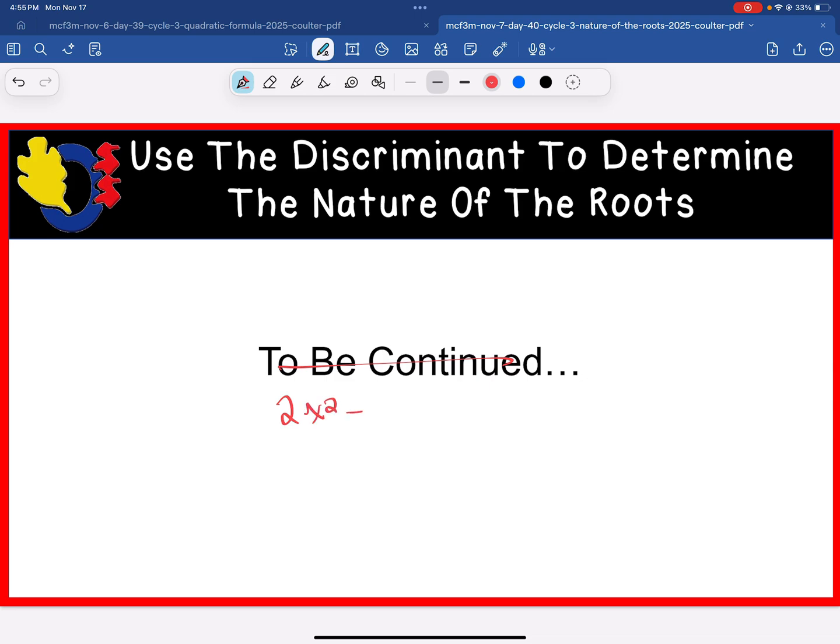2x squared minus x minus 6. Okay, so a, b, and c. So b squared minus 4ac. So negative 1 squared minus 4 times 2 times negative 6. So that's 1 plus, let's see here, 8 times negative 6 is 48. So that's 49. And that is greater than 0. So therefore we have two real, distinct roots.